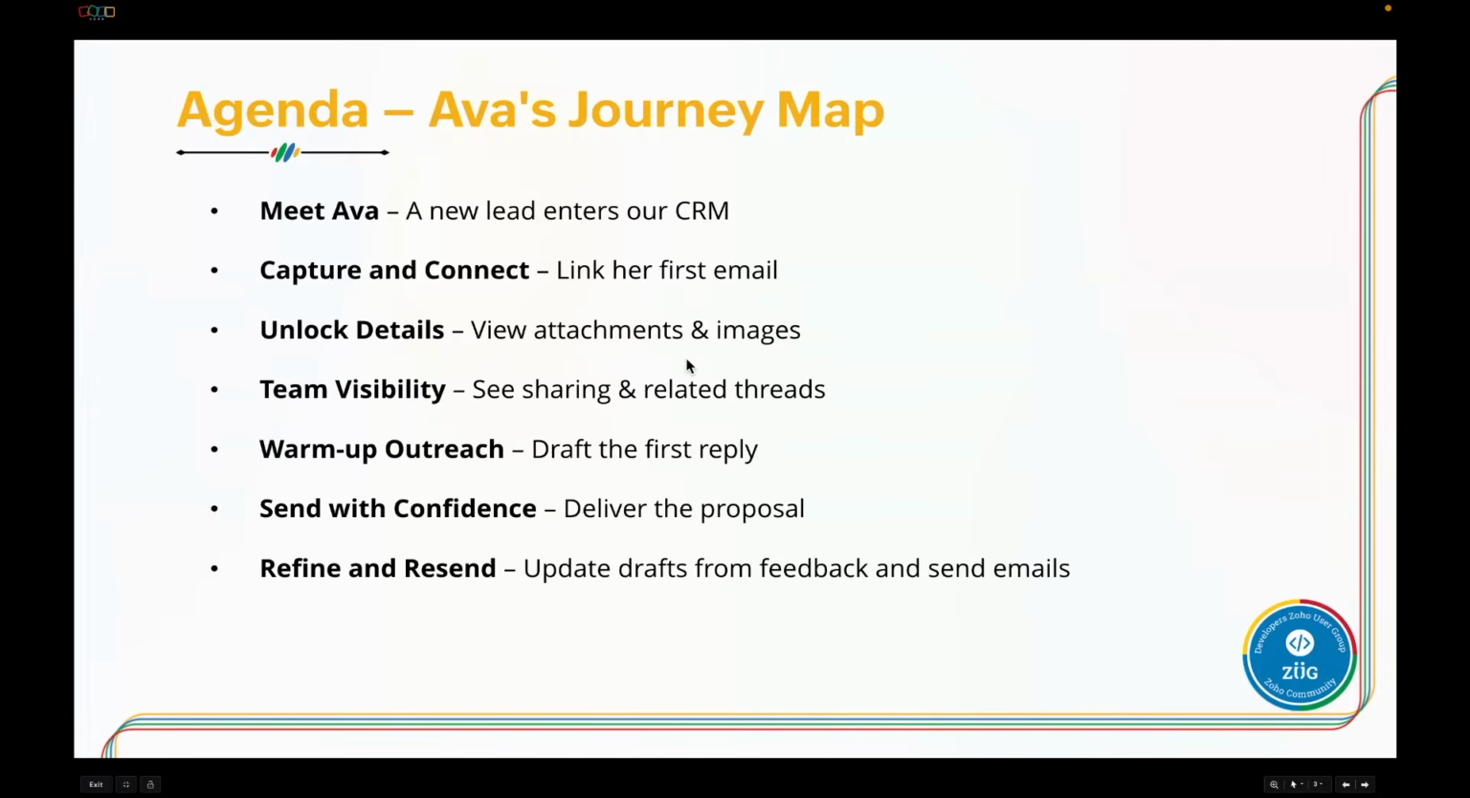We'll start with how we capture and link her emails, move into fetching attachments, then show how we draft and send emails. As we go through each step, you'll see two perspectives: one, Eva's experience as the customer, and two, our behind-the-scenes API calls that make it all work. So this slide is your roadmap. We'll follow it from start to finish in the live demos.